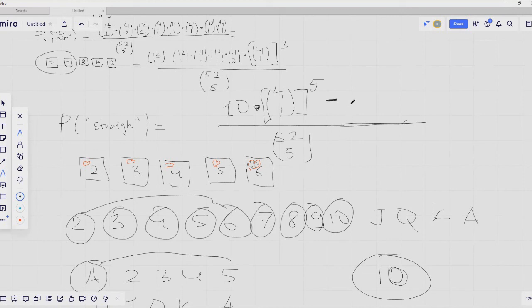This is equal to 10. First we calculate the number of ways we can choose the starting card for our straight flush, multiplied by the total number of ways we can choose a suit for those 5 cards. There are 4 suits, so 4 choose 1, or this is equal to 40. All right, so the probability of a straight is calculated in the following manner.